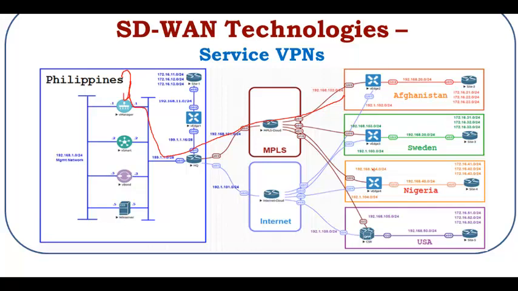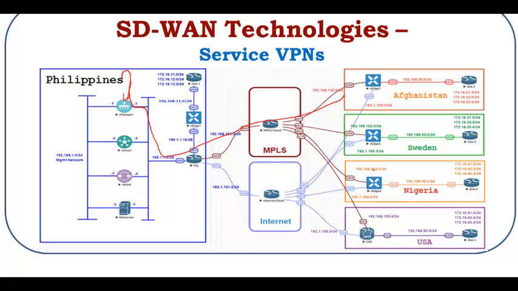As a result, all the internal networks of Afghanistan, Sweden, Nigeria, US and Philippines are known to everyone, but not known to the transport network. MPLS and internet, they don't know about the internal networks of the sites. But the reachability is there between the sites. Right? So, the middle one is the transport network.